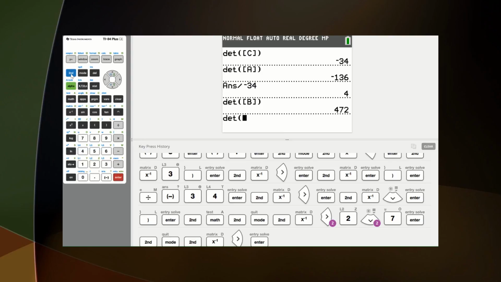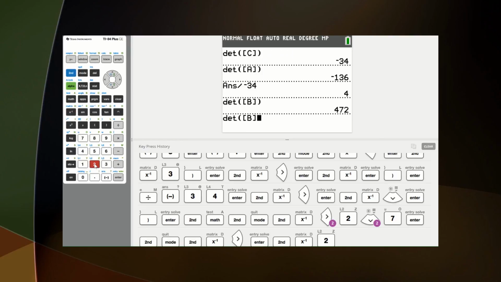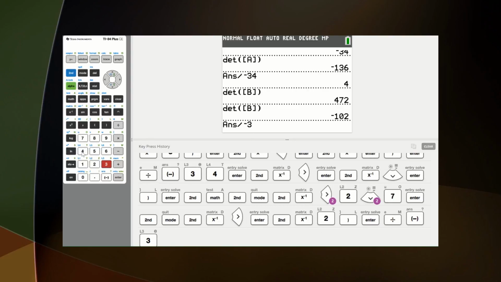We want matrix B. Option 2. Close the parentheses. And what's that? -102. And remember, my determinant from matrix C was -34, so I'm going to divide this by -34. And that looks better. And so my solution to that system of equations is when x is 4 and y is 3.